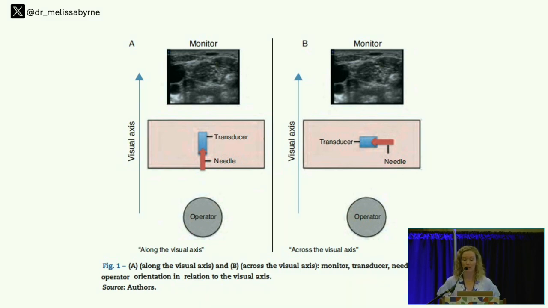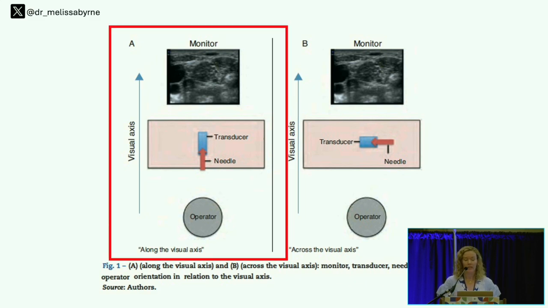A study by Spear and colleagues looked at 2 ways you can position your hands in relationship to your visual axis. On the left of the screen, you can see the along the visual axis, or ELVA method, where the operator, the needle transducer, and monitor are in a linear line. In contrast to the across the visual axis, where the needle and transducer are 90 degrees to the operator. As I'm sure you can suspect, in novice operators, using the along the visual axis technique minimizes the need for needle redirection and reduces the time to perform the procedure, let alone improves ergonomic comfort.